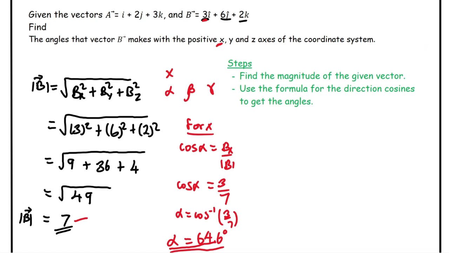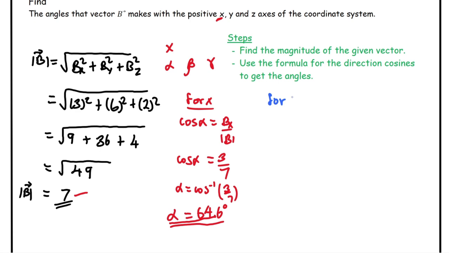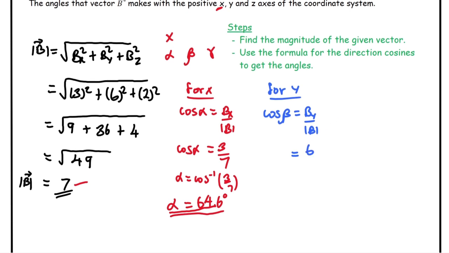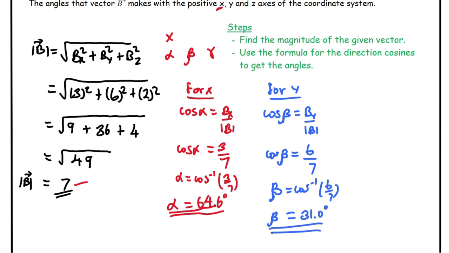Next up, we need to get for y. So for y, we use cos beta is equal to by over the magnitude of b. By is 6. So that's 6 over 7, making beta equal to cos inverse 6 over 7. Beta is therefore equal to 31.0 degrees.